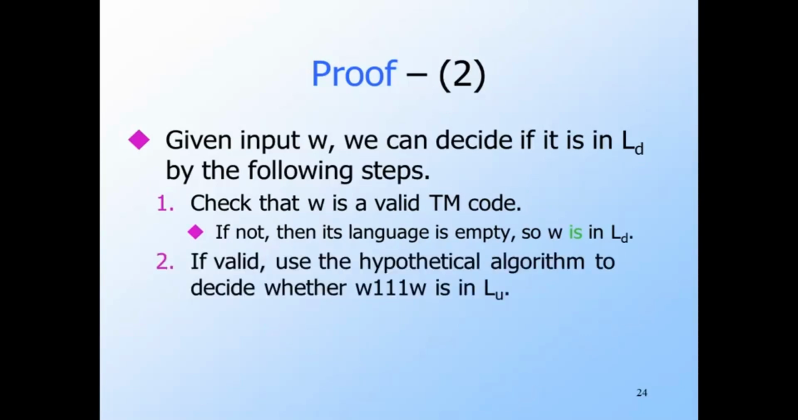Now, suppose W is a valid code for a Turing machine. Then simulate the hypothetical algorithm for L sub u on the input W111W. That bit string represents the ith Turing machine processing the input that is the ith string. Eventually, this algorithm will halt and tell us whether or not the ith machine accepts the ith string. If the algorithm says yes, the ith machine accepts the ith string, then we say no, because that means W is not in L sub d. However, if the hypothetical algorithm says no, then we accept W because W is in L sub d.